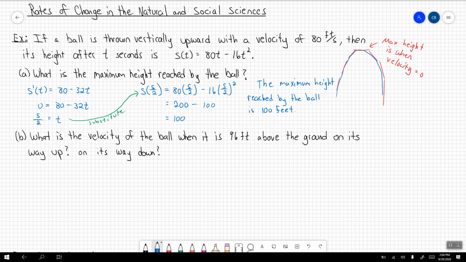Very nice. The second part then says, what is the velocity of the ball when it is 96 feet above the ground on its way up and on its way down? In order to answer this question, we must substitute in the height that we're given. Since we're given the height of 96 feet, I now need to investigate at what time value this height of 96 feet is achieved. So again, 96 feet is equal to the equation that models the height of the ball at a certain time.